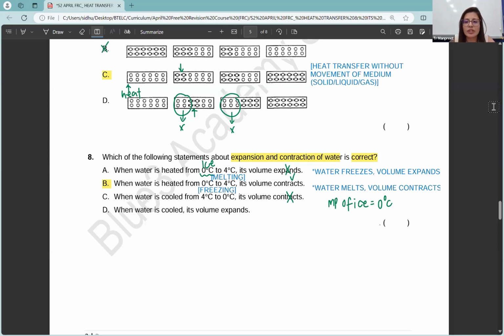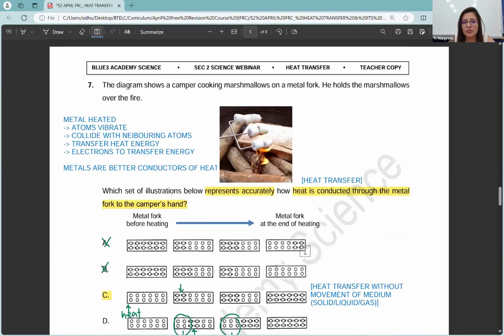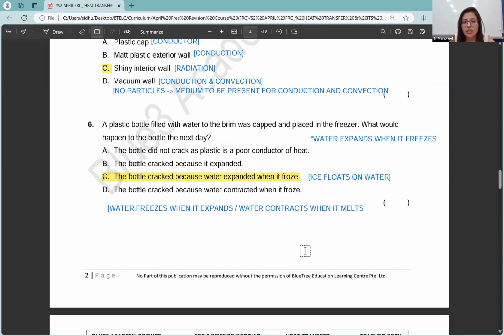Okay, here, great. We have an answer. So like I say again, this concept is important. This question came out twice here. So again, in this question also, we spoke about the same thing, right? Water cracked, water expanded. So when it freezes, the water expands.